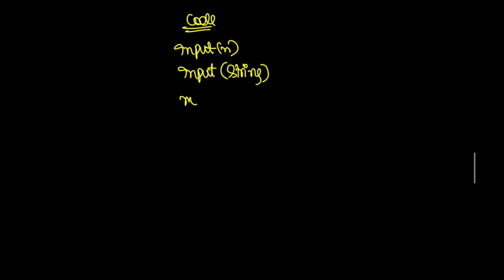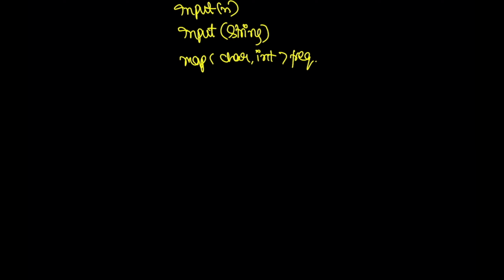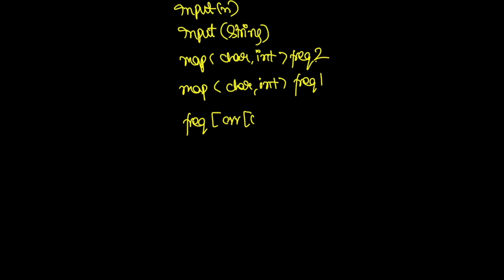Now let's write a little bit of code. We'll be given an n and we'll be given a string. We'll take them both as inputs. Now we'll have a map that has character and integer, that is the frequency. This is frequency 2, and let's have another map that has frequency 1. For the first index, I will reduce the frequency, like frequency of str of 0, I'll decrement it by 1.